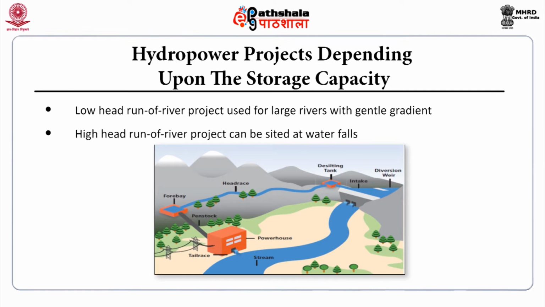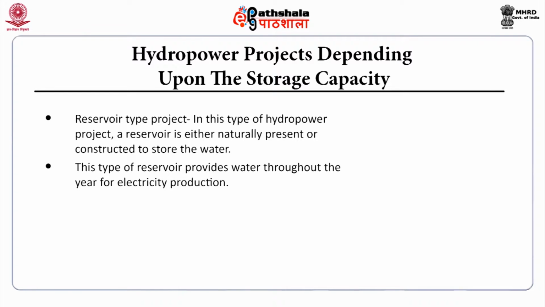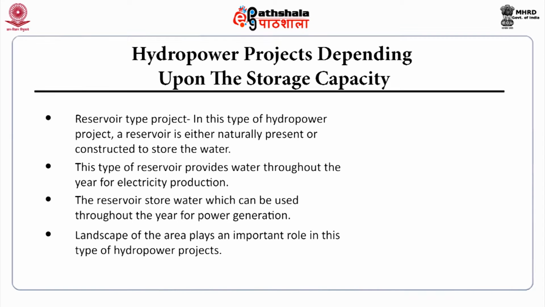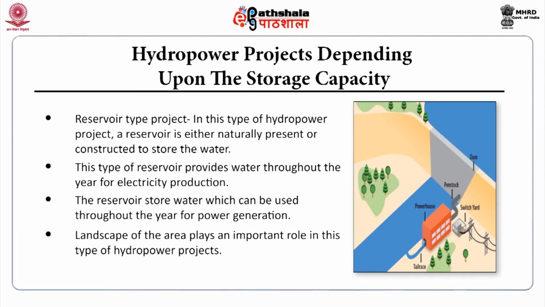This diagram shows hydropower projects depending upon the storage capacity. Now, the reservoir type project. In this type of hydropower project, a reservoir is either naturally present or constructed to store the water. This type of reservoir provides water throughout the year for electricity production. The reservoir stores water which can be used throughout the year for power generation. The landscape of the area plays an important role in this type of hydropower project. This diagram shows a dam construction for a hydropower plant.